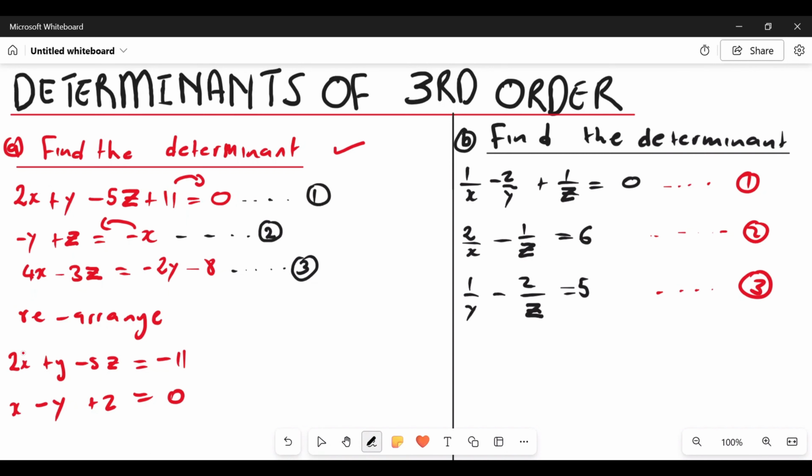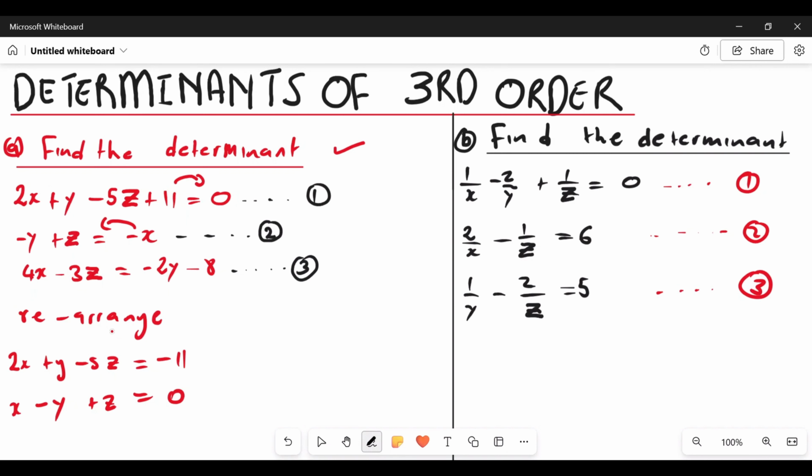As you can see, they are aligning, guys. The first term for both these equations contains x. The second term for both equations also contains y. The last term on both equations contains z. So make sure that you rearrange them in this manner.